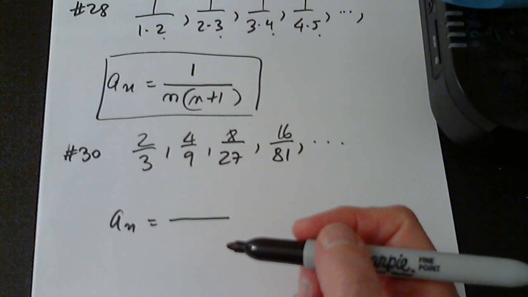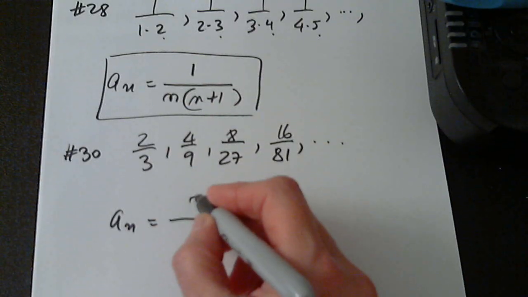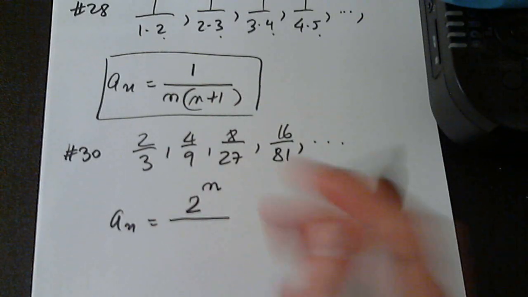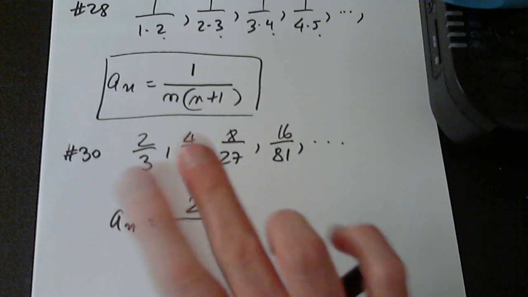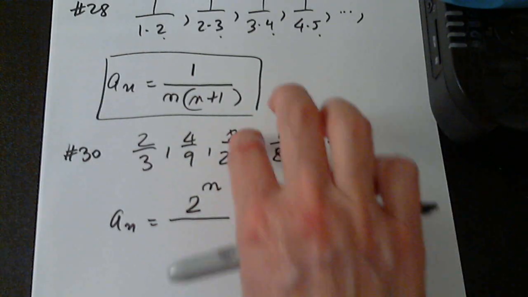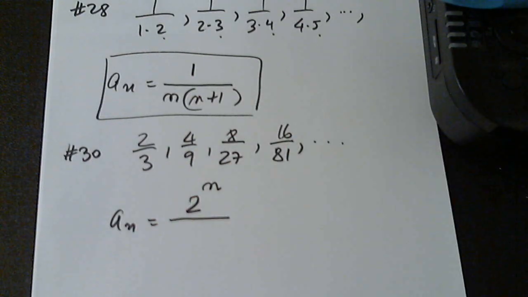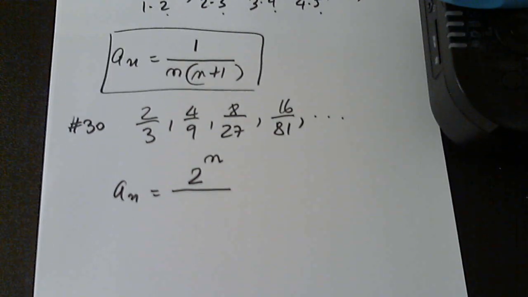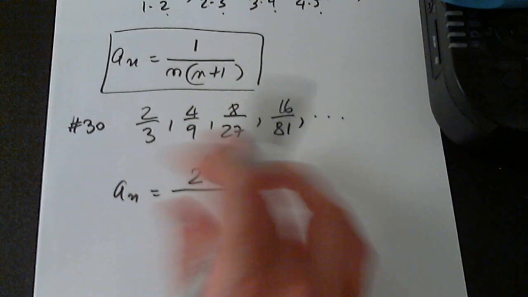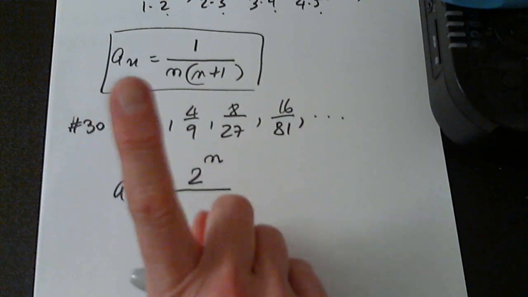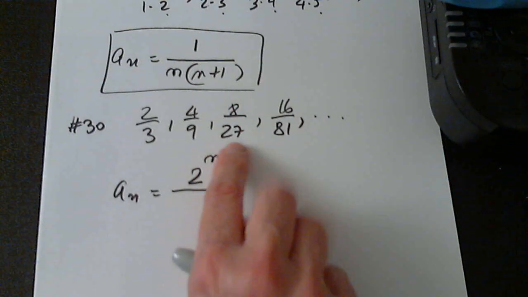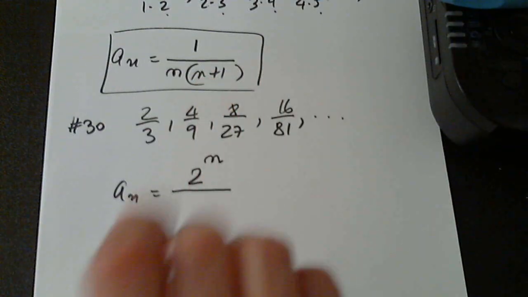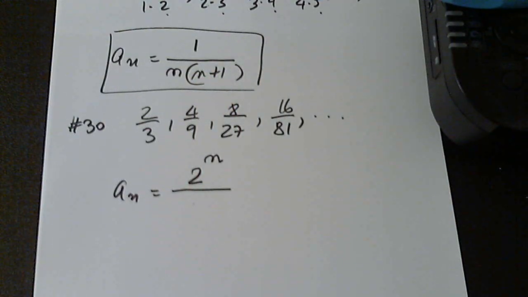Anyone? 2? You mean 2 to the nth. When n is 1, I get 2. When n is 2, I get 4. When n is 3, I get 8. When n is 4, I get 16. Is this okay? Yes. What about the denominator? 3 to the first power, 3 to the second power, 3 to the third power, 3 to the fourth power. What will you say?